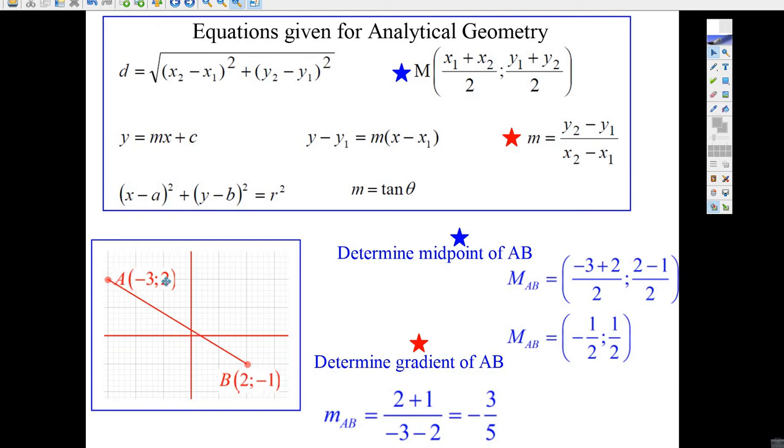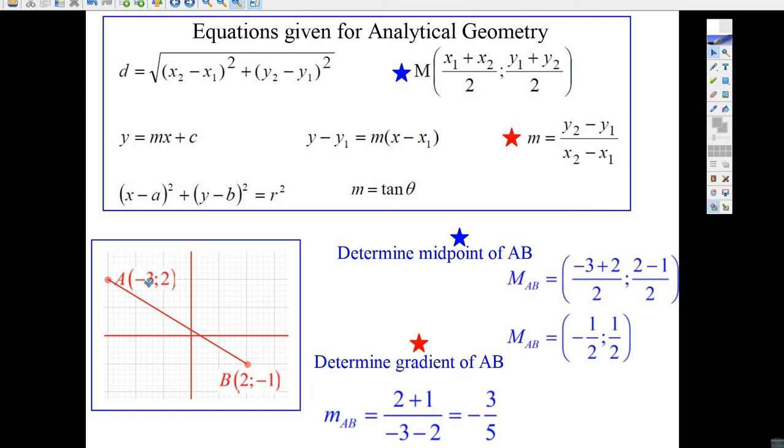A is -3 and 2. B is 2 and -1. Okay, say you are asked to determine the midpoint. Well, you can do it if you know the midpoint formula, and there it is. You add the x values and divide by 2, add the y values, divide by 2. Well, there's the y values. 2 plus -1 divided by 2 is 1/2, the y coordinate of your midpoint.